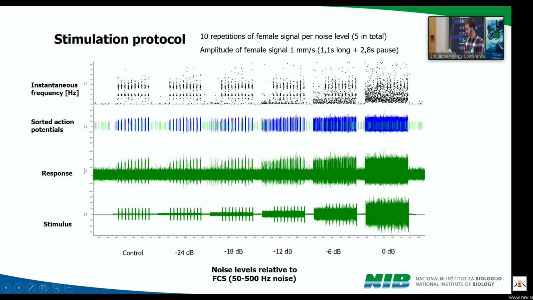After measuring the response, we sorted the action potentials that we got and measured the instantaneous frequency rate of spikes, as you can see on this uppermost trace. We can observe that the responses to individual female calling songs can be seen very clearly without the background noise. But as the noise gets louder, as it gains in amplitude, the response to female signals gets blurred.